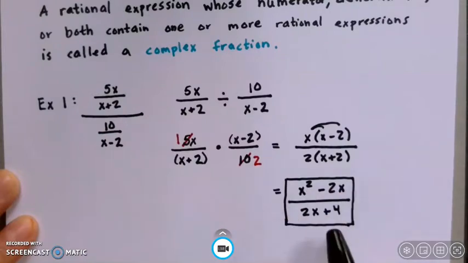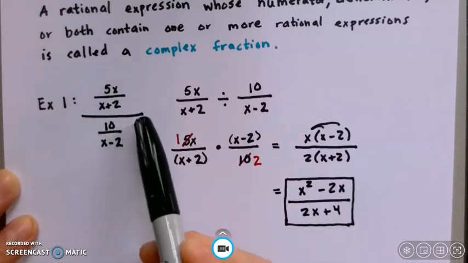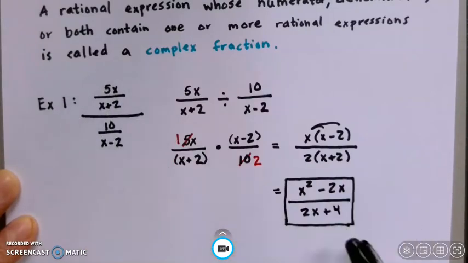But this looks much better than what this does. Here we have 3 fractions, technically, 1, 2, and 3. And here we only have 1. So that is our simplified form.